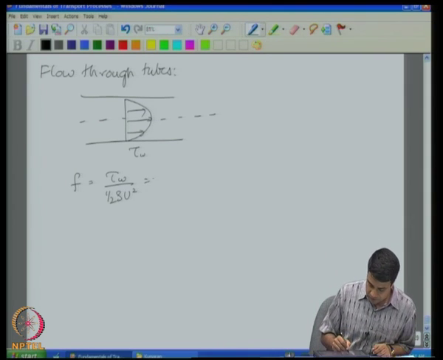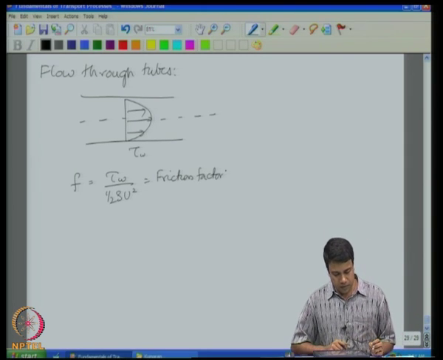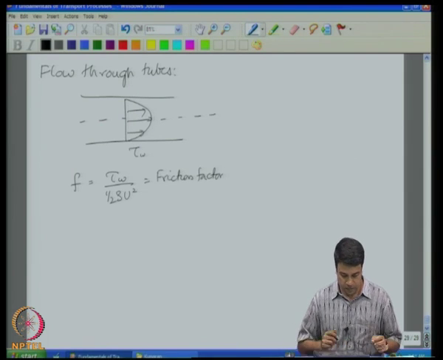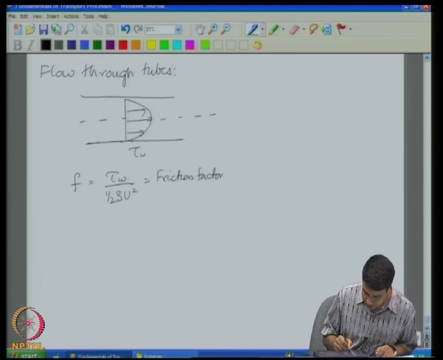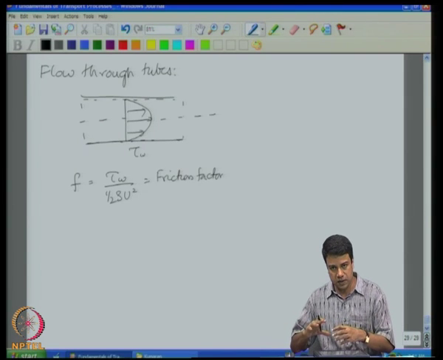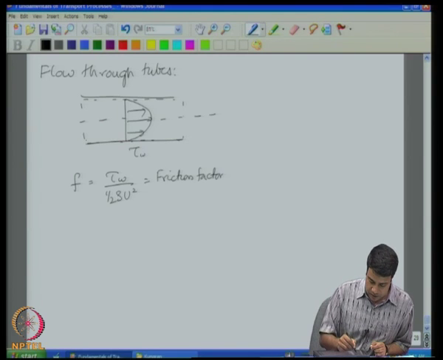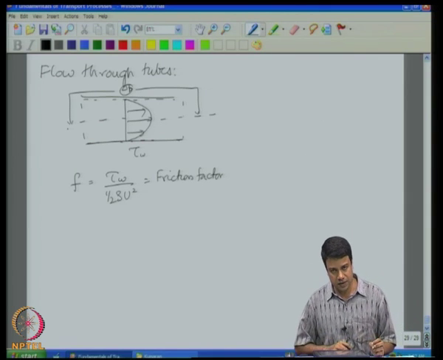So, this F is called the friction factor. You can also write it in terms of the pressure gradient, because whatever force is exerted on the walls of the tube due to the fluid flow, the walls exert a force backward as the fluid is flowing forward, and that has to be balanced by the difference in pressure between the two ends. So, you apply a pressure gradient across the two ends of the tube to balance the force that is exerted due to the stress backwards.